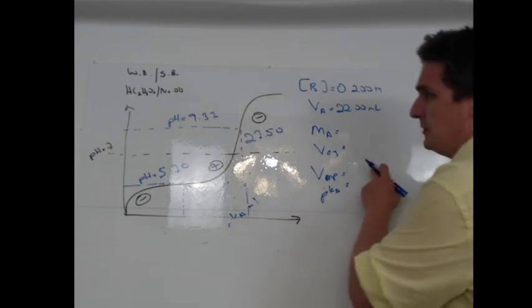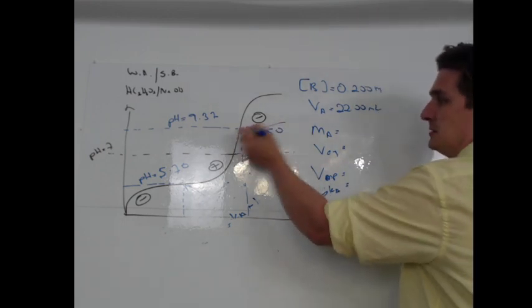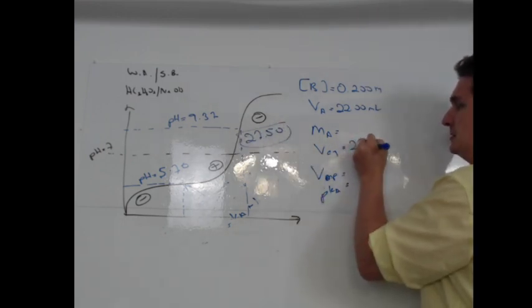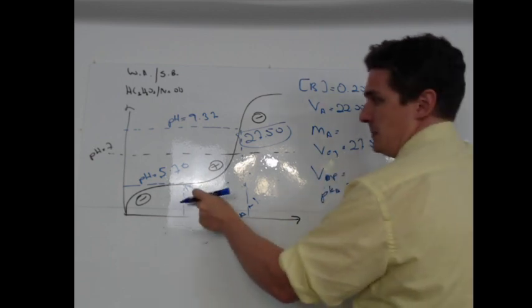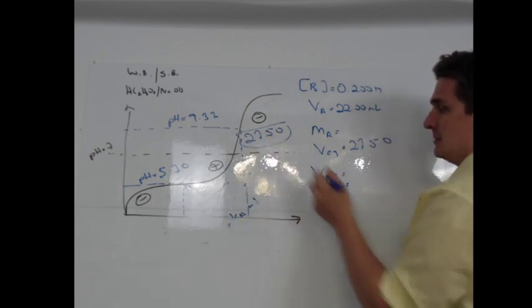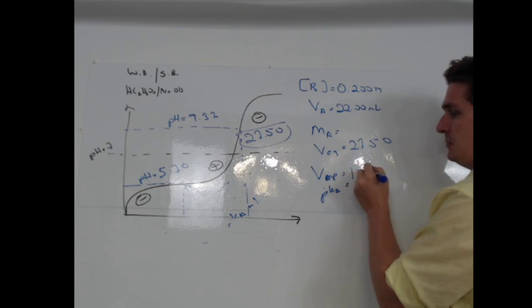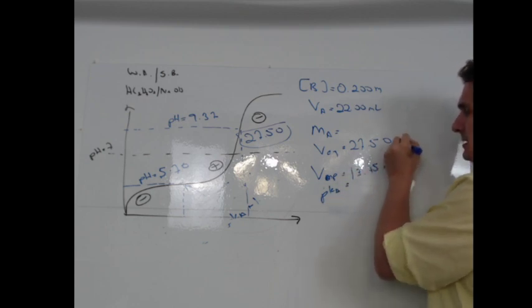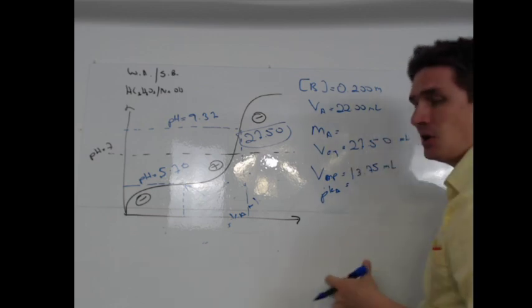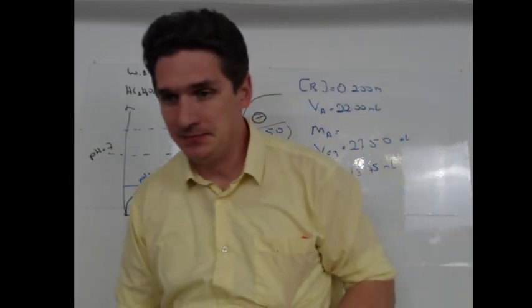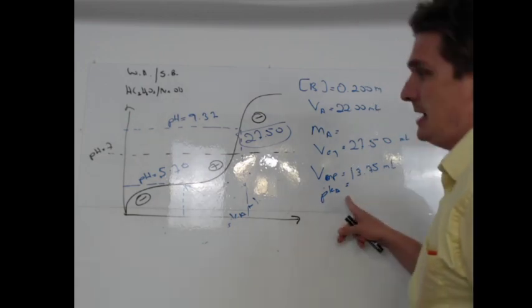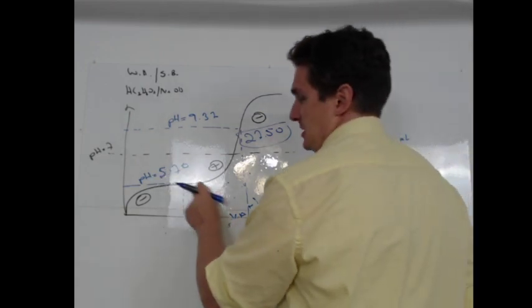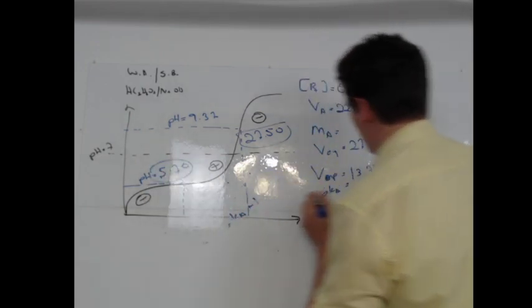The volume of the equivalence point is this point here, the 27.50. The volume at the midpoint is just half this number, so 13.75 mLs. And it's always going to be 1/2 that number. The pKa is just the pH at the midpoint, so it says 5.70.